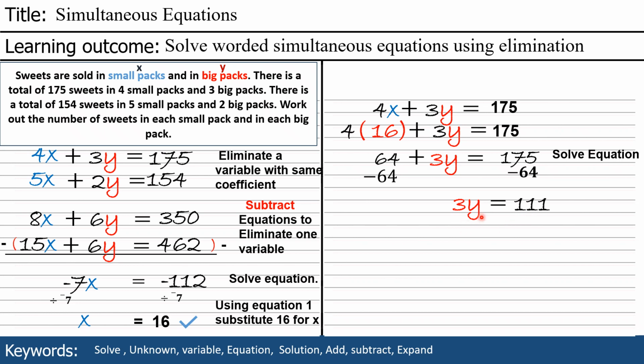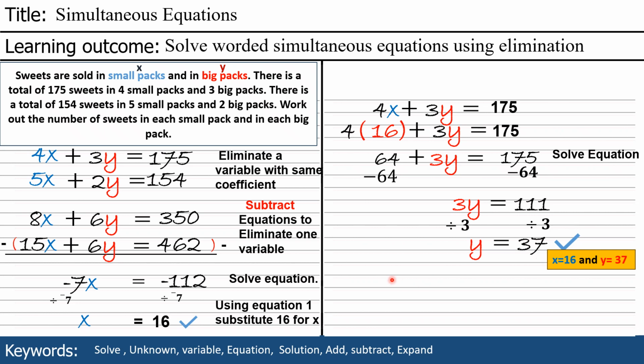Again, reversing the last operation done to y. Here we have y multiplied by 3, and the reverse of multiplying by 3 is dividing by 3. Therefore, divide the left-hand side of the equation by 3 and the right-hand side of the equation by 3. And y equals 111 divided by 3, and that is 37. So here we have the solutions. x being 16 when y is 37.